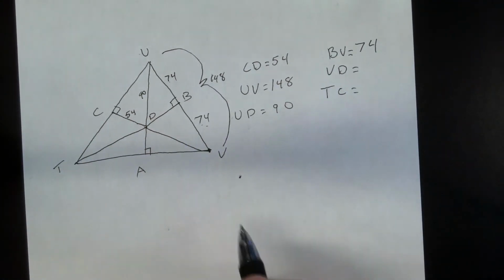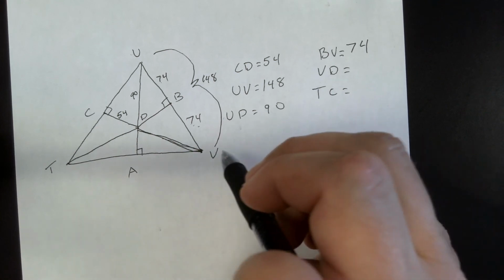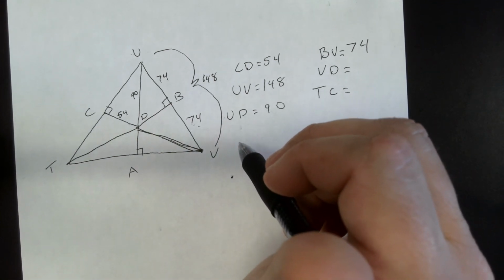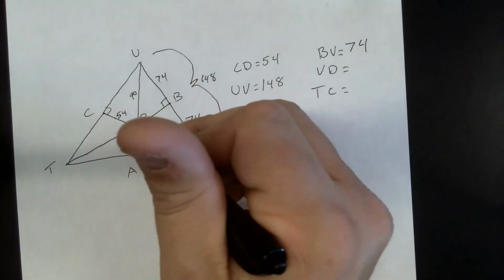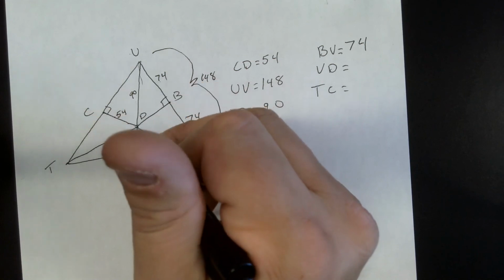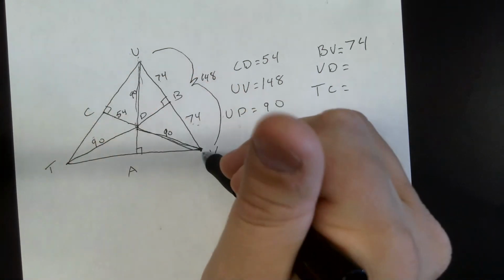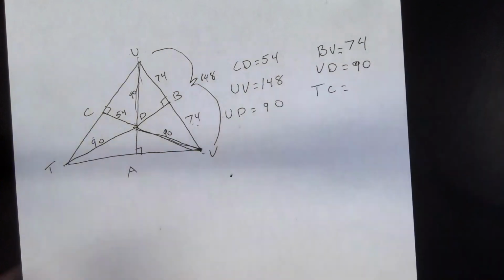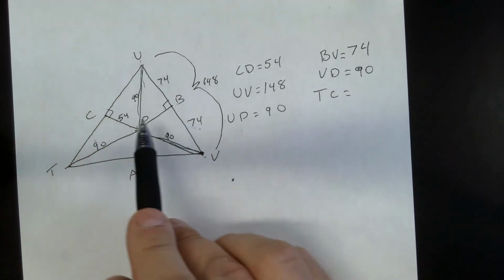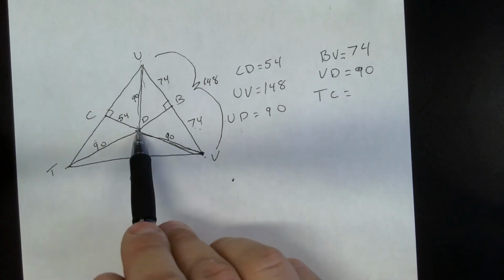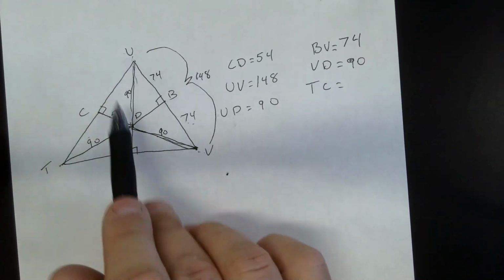Okay, VD, so we're looking for right here. Okay, we don't care about that for this one. This is the one that matters. So if UD is 90, then VD is 90 and TD is 90. Okay, so that one's done. It's 90. That's part of the theorem we talked about. From the vertices to the circumcenter are all the same. So they tell us UD is 90. Right off the bat, I know the other two have to be 90. So TD, VD, and UD are all the same.